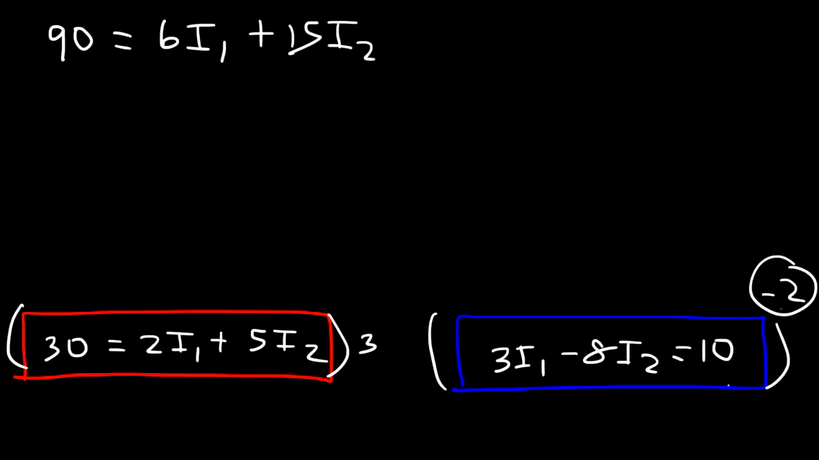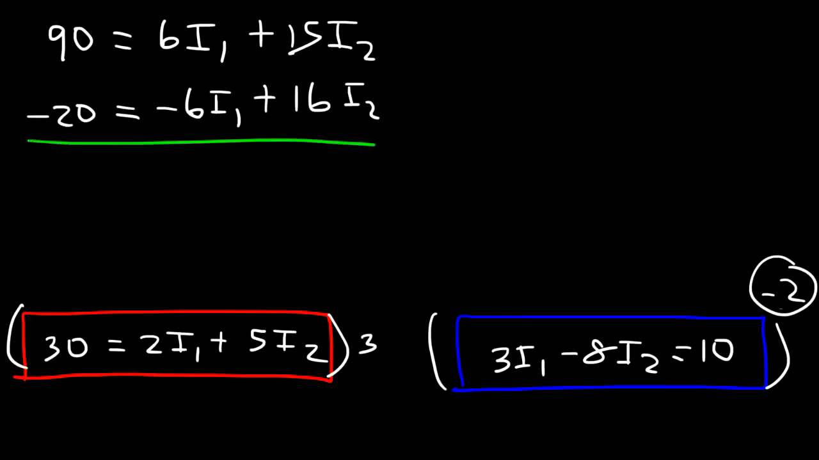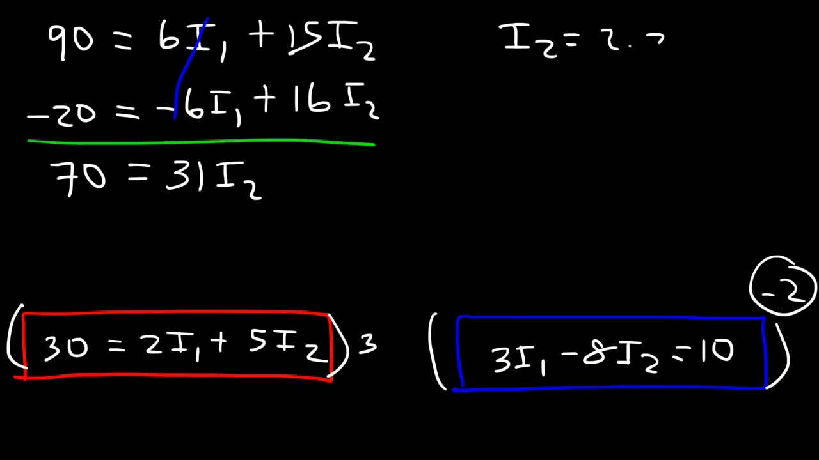Now, negative 2 times 10 is negative 20. And then 3I1 times negative 2, that's negative 6I1. And negative 8I2 times negative 2 is positive 16I2. So now let's add up these two equations. These will cancel. 90 plus negative 20 is positive 70. And 15 plus 16 is 31. So I2 is equal to 70 divided by 31. So I2 is 2.258 amps.